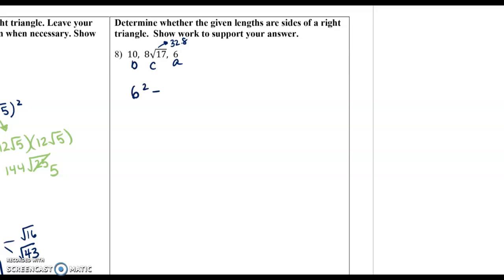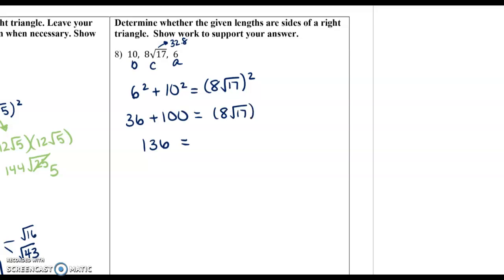So 6 squared plus 10 squared equals 8 root 17 squared. So 6 squared is 36, 10 squared is 100. That means my left side is 136. Right hand side, so this is 8 root 17 times 8 root 17. So when I multiply that out, that's going to be 64 and then the square root of 289. Square root of 289 is 17.